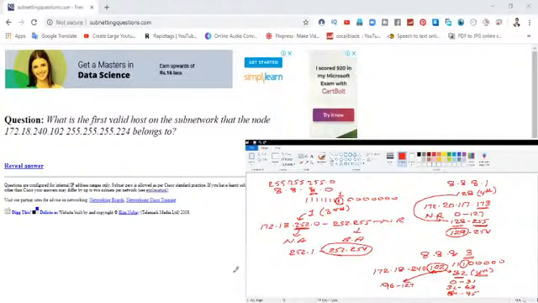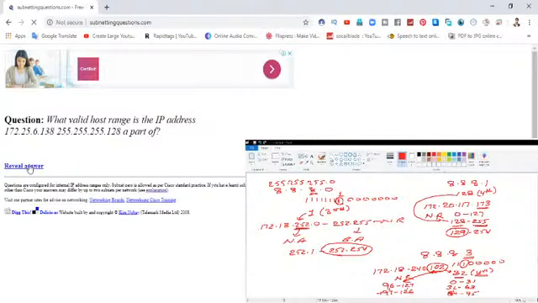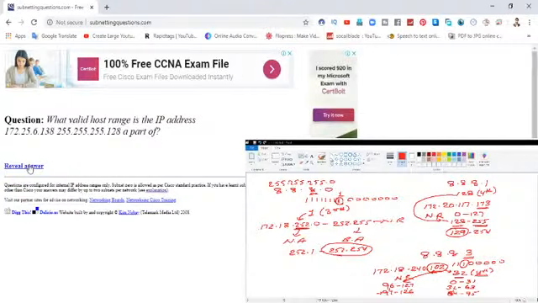The question was, what is the first valid host? This is the network range. What would be the valid host range? From 97 to 126, after the network address and before the broadcast address. So the first valid host would be 97. Let us check the answer. 97. Done? Very good.